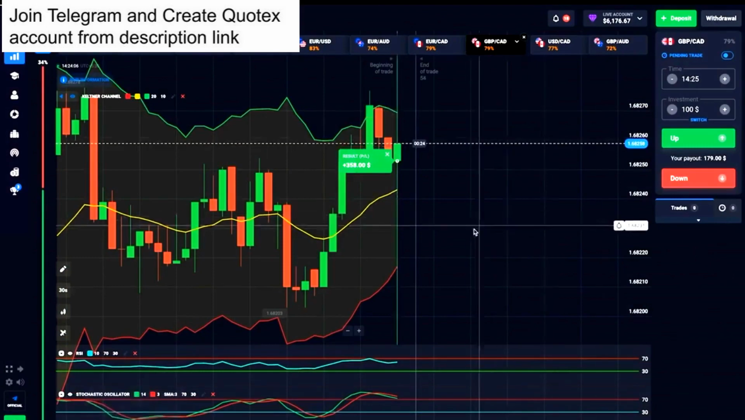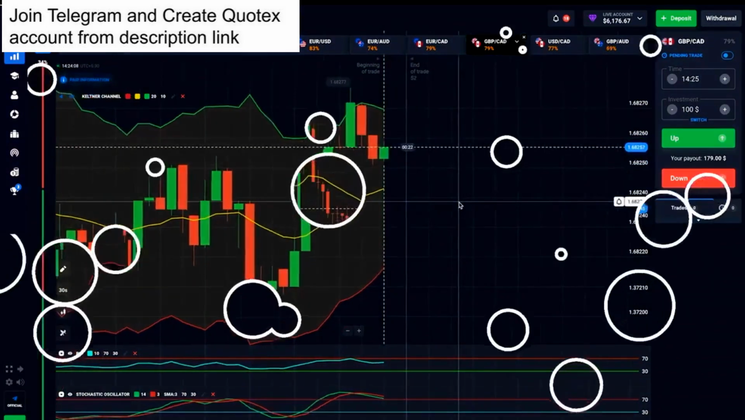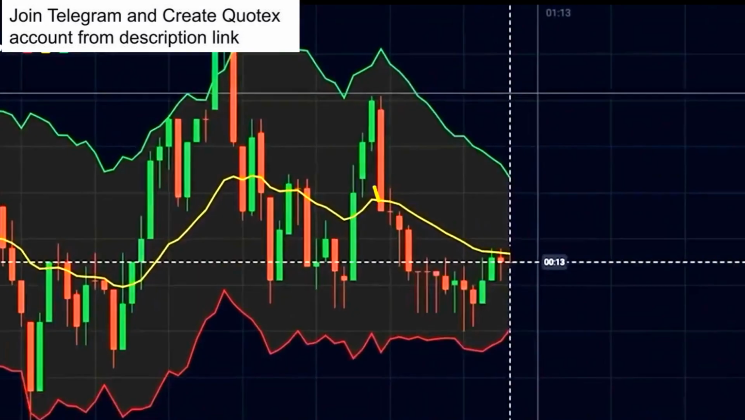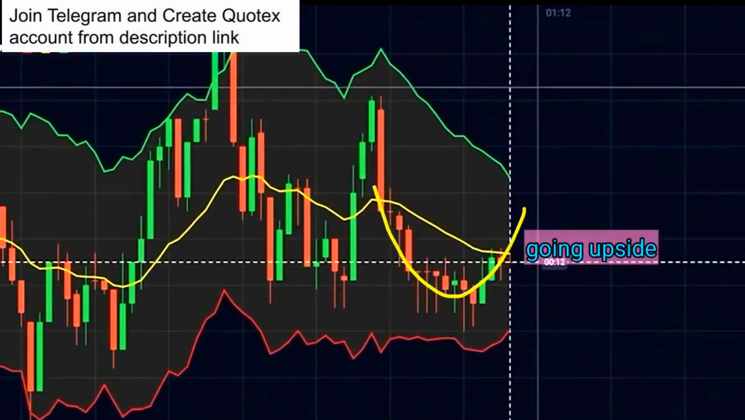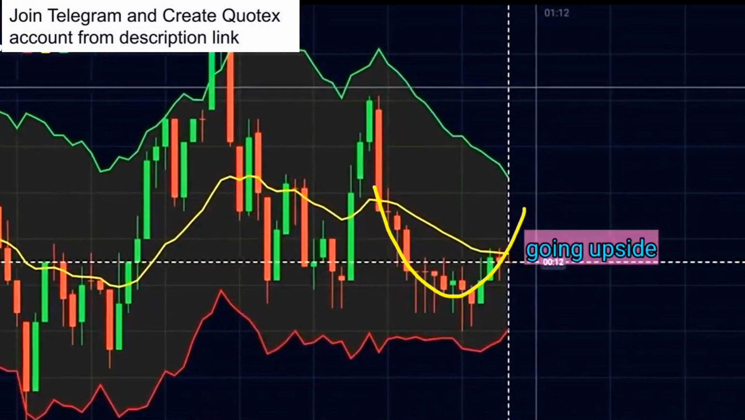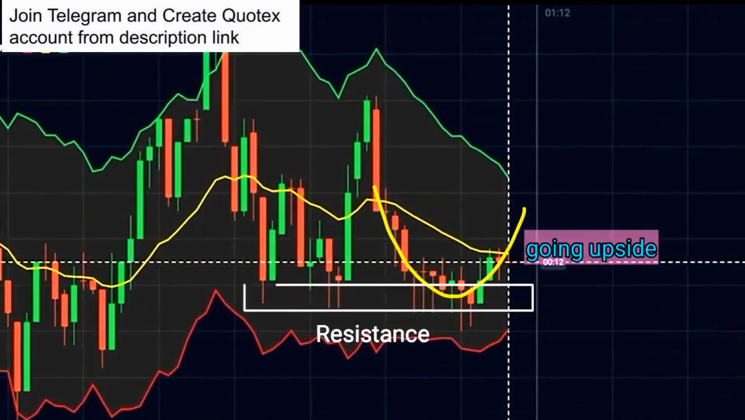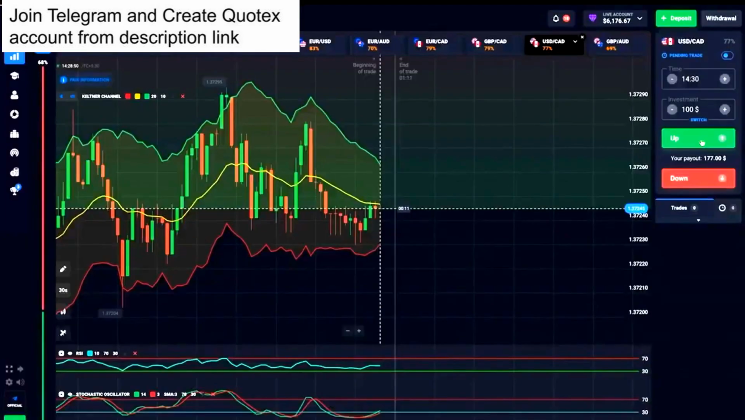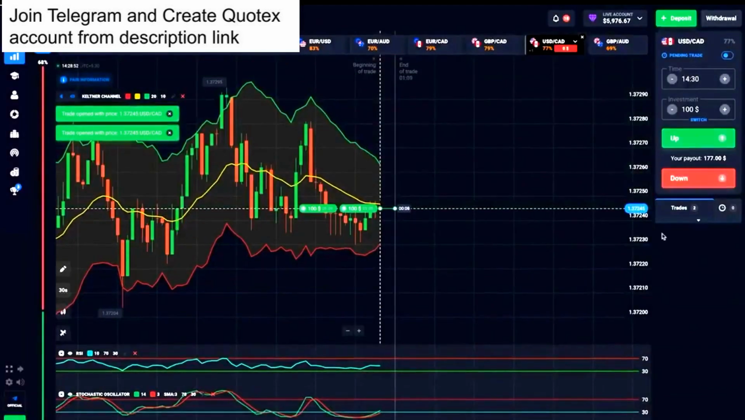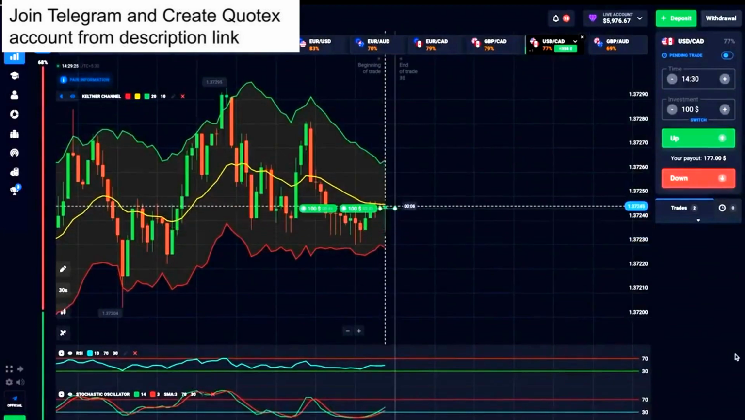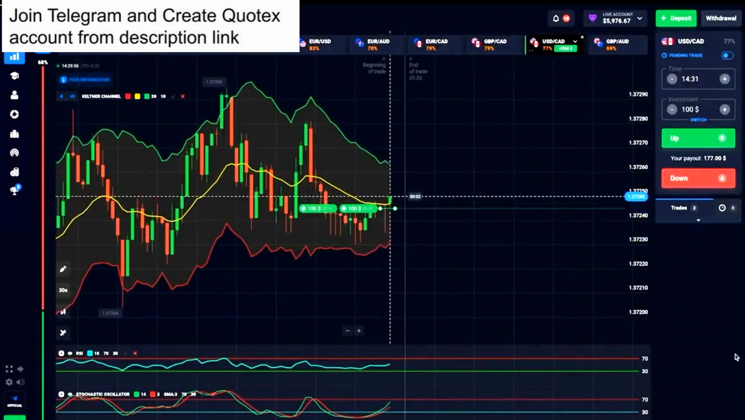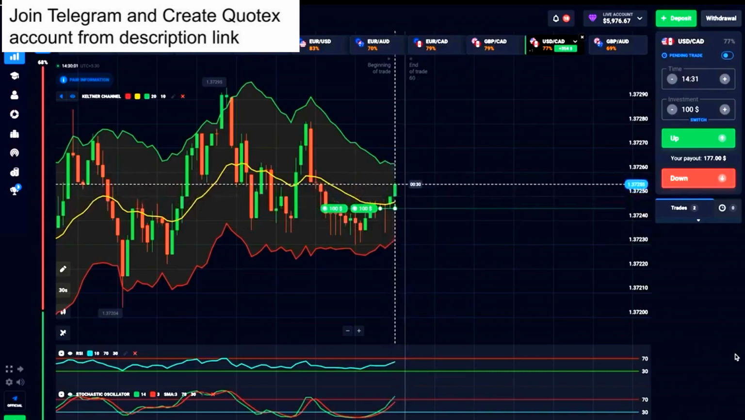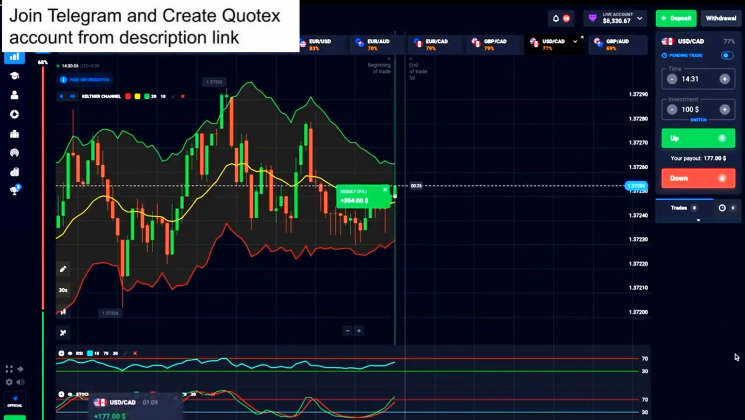Now let us move to the next entry. Here the market is taking a U-turn to the upside from near the lower line of the Keltner channel, and here it has taken support, and below in RSI and stochastic are also telling the direction of up, so I will take a double entry here. And here the trade has won.